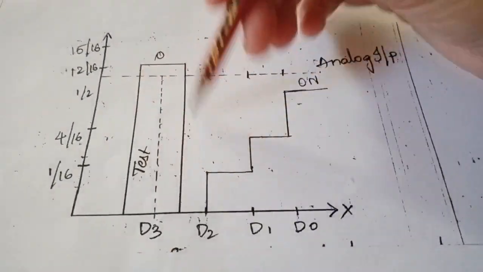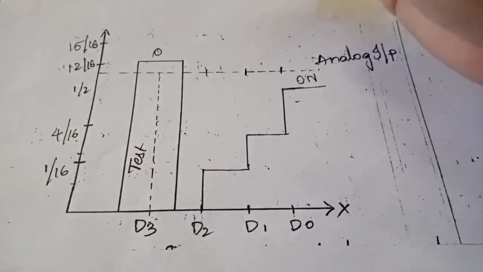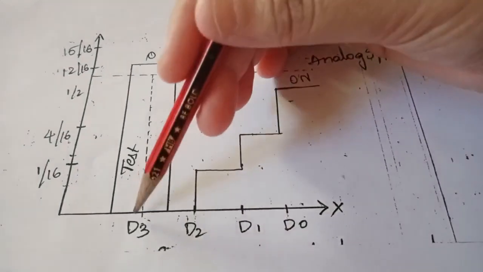So first D3 will turn on. It will check with the analog input. No, analog input is more than D3. So what will happen? It will be off.